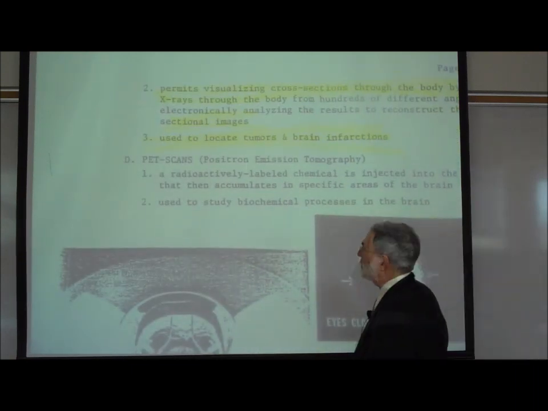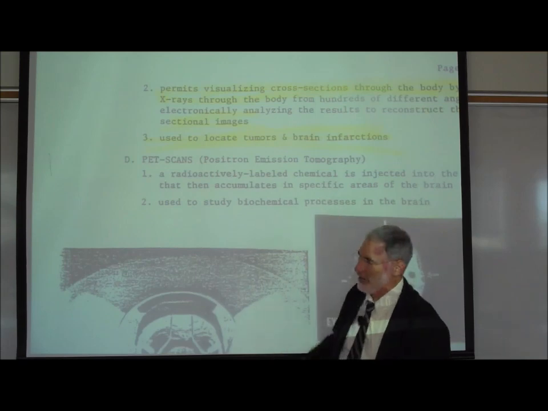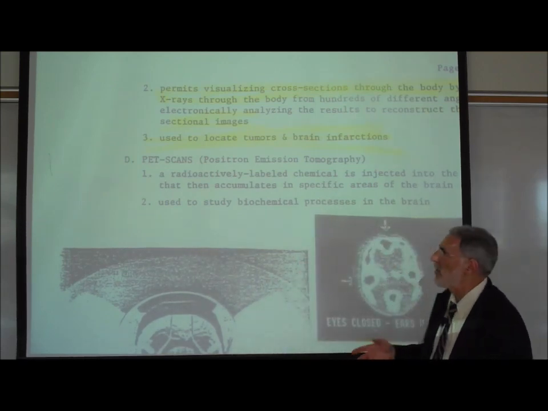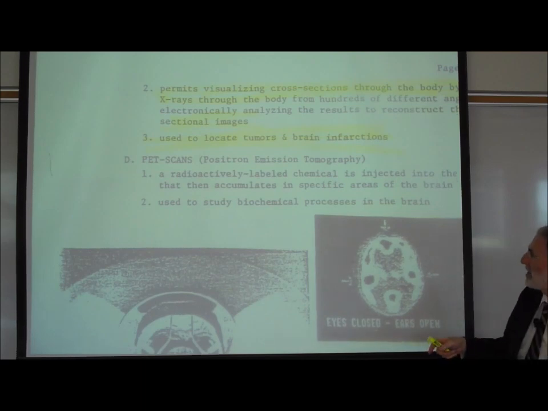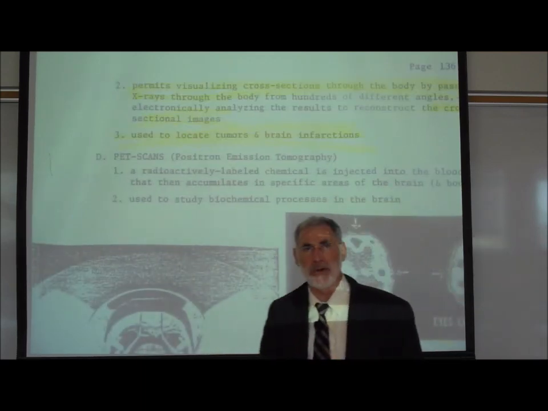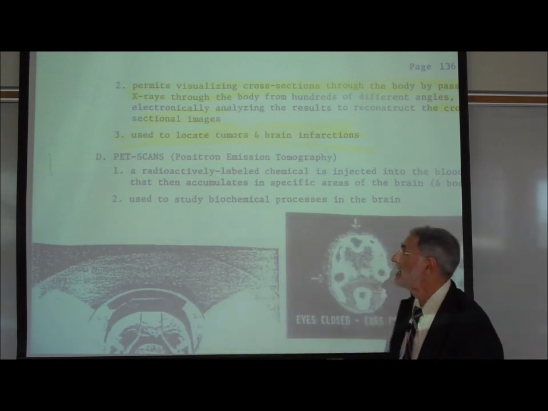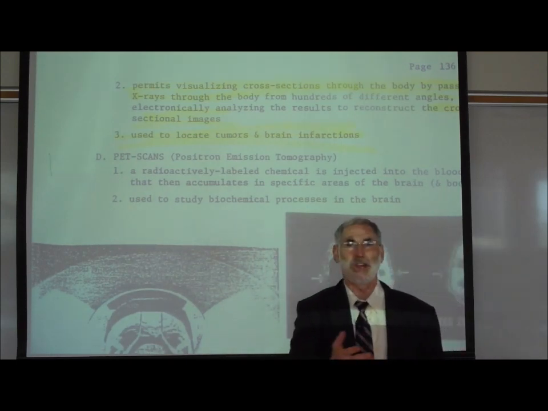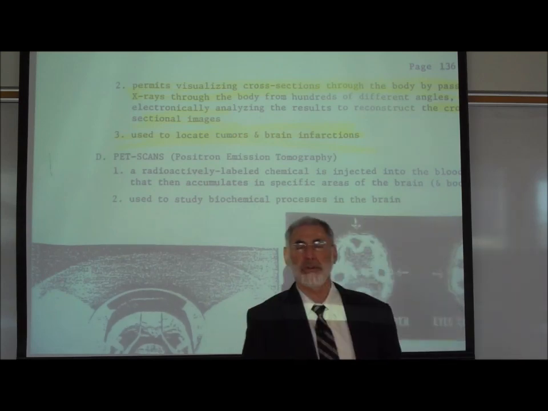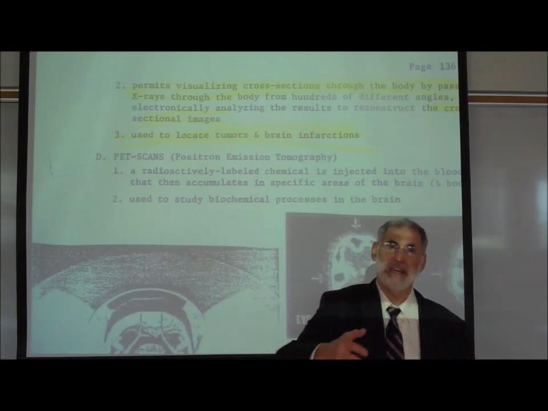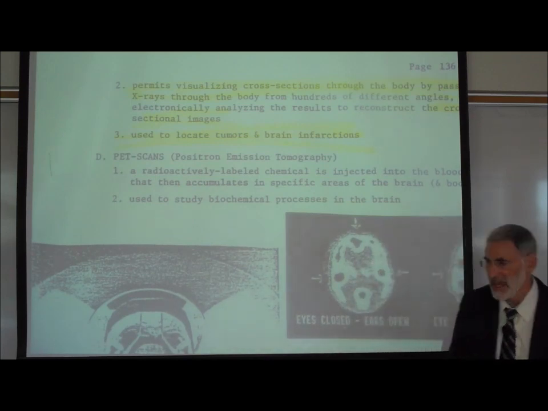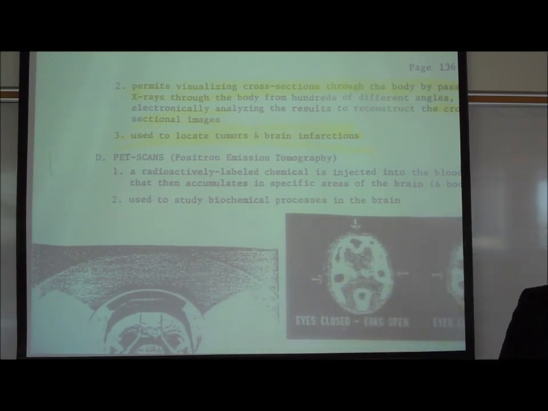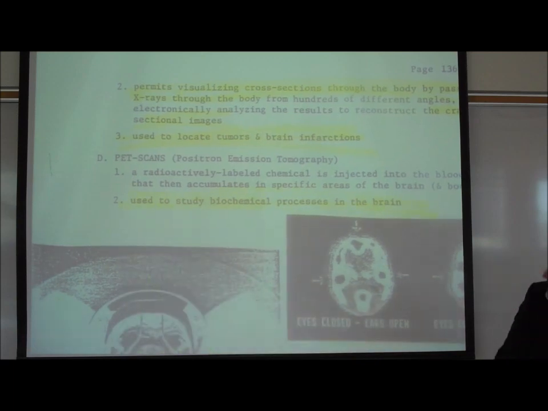PET is an abbreviation of Positron Emission Tomography. This is where a radioactively labeled chemical is injected into the bloodstream. We simply measure where that radioactivity is accumulating in the body. For example, the use of radioactive dopa, a precursor to dopamine, we can see where that dopamine accumulates in which neurons of the brain. So this is used to analyze biochemical processes in the body, including the brain.